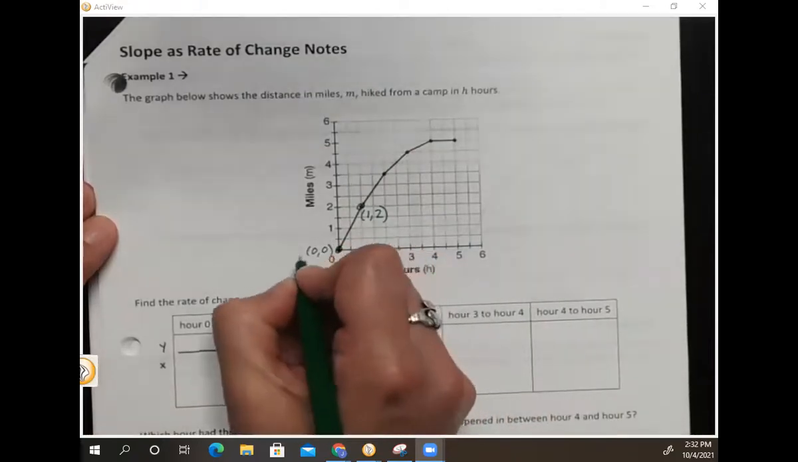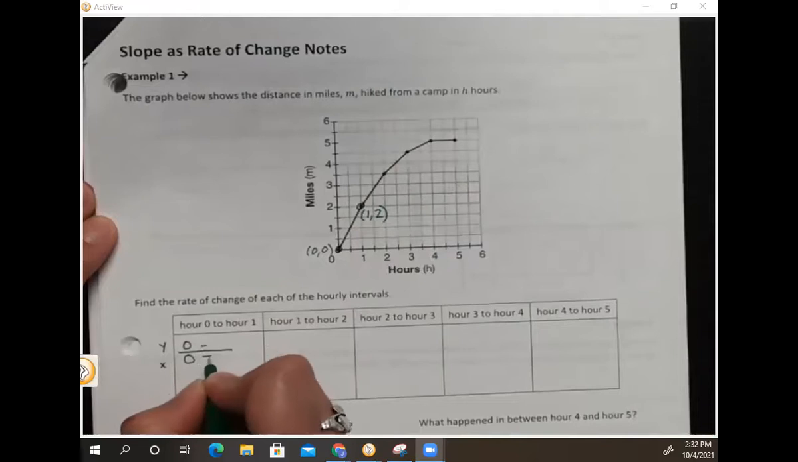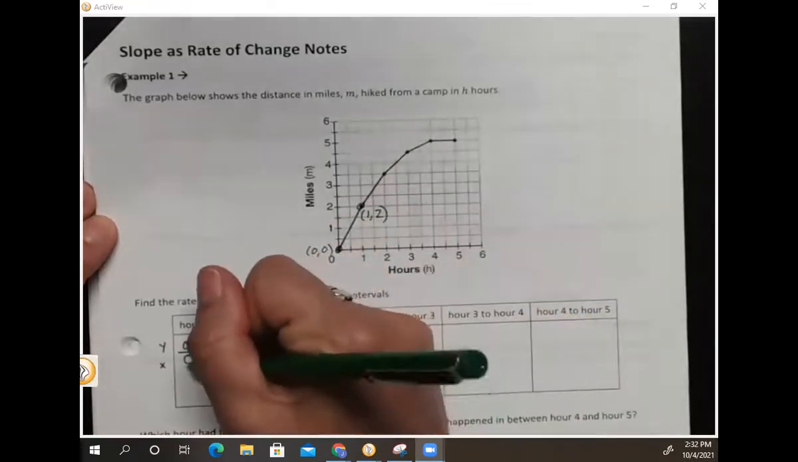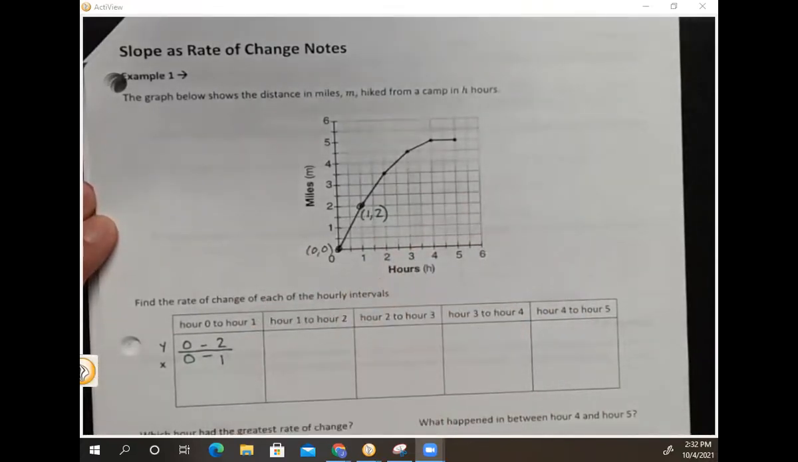Okay, so here's my first point. This would be 0 over 0 minus 2 over 1. Values that come from the same point are lined up. Y on top, x on bottom, just like last week.